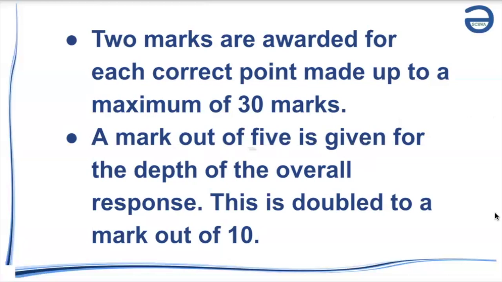So you can get a score between 1 to 5 for depth, and this will be doubled for a total of 10 because the overall, as we said, it's a 40-mark question on this paper. So, for example, if you score a 2, you would get a 4 out of 10. If you score a 5 on depth, you would get a 10 out of 10.